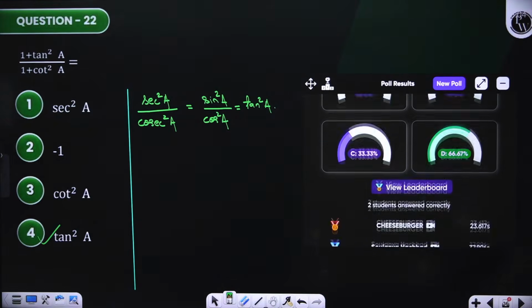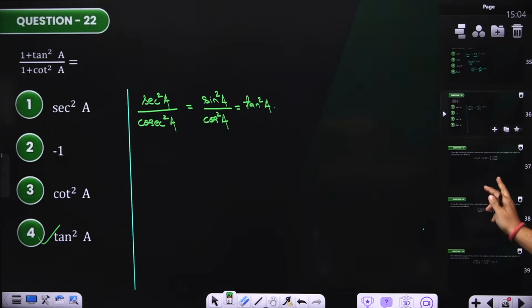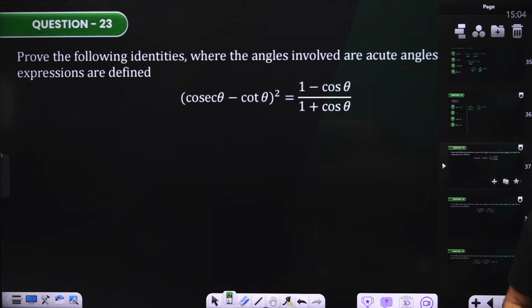Yes, very nice. Fine. Done. Those who put cot square A are wrong. Why is today's class in the afternoon? Because in the evening we have another session. Your social class is in the evening, that's why.